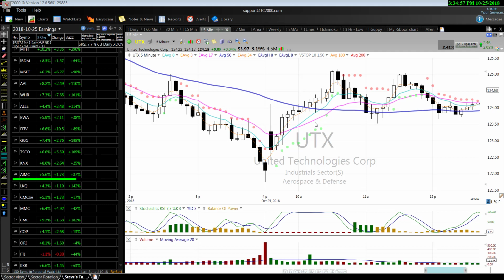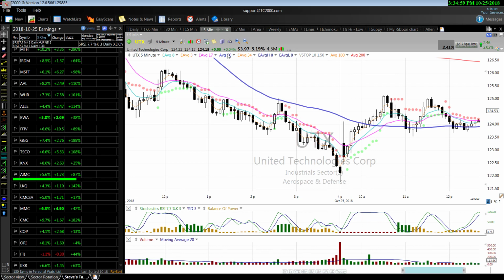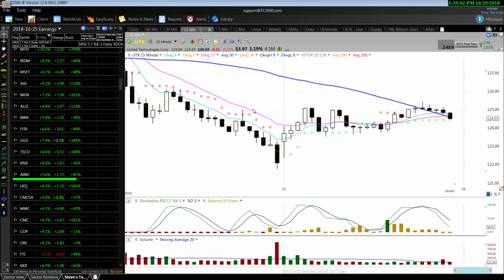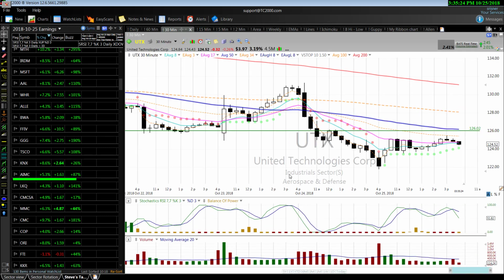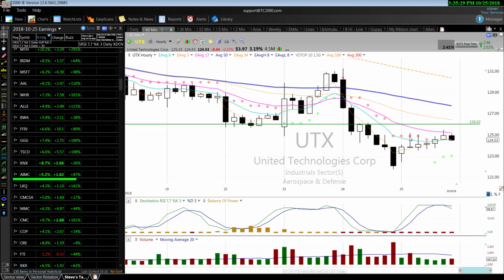Now, the other problem that it had, let me go to a 15-minute chart. See what happened when it hit 125? Basically that area to that area, 125, 126. That's going to be a really tough one to crack. Now, let's watch that one on a longer term basis. Let's see what happens over the next couple of days. Hourly chart. If we can get over 126, this one, I think, has a chance for the 130s.